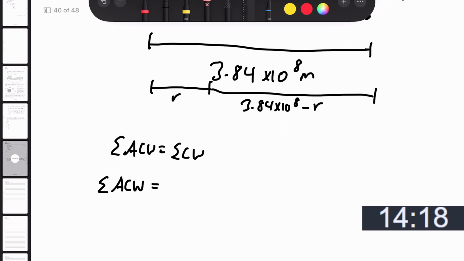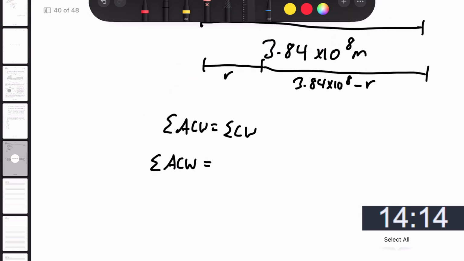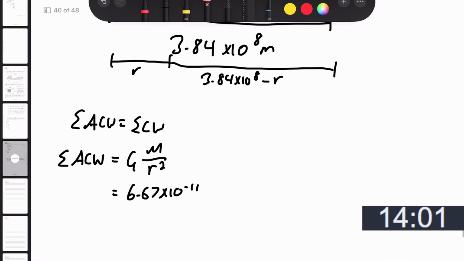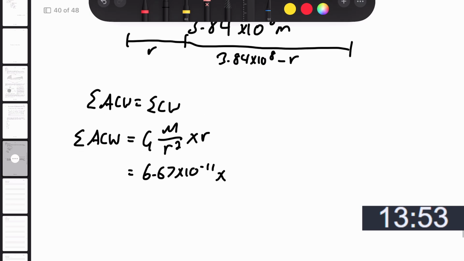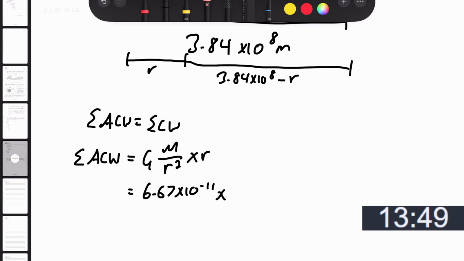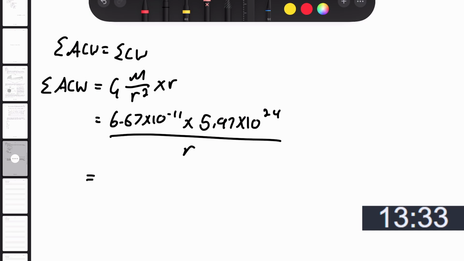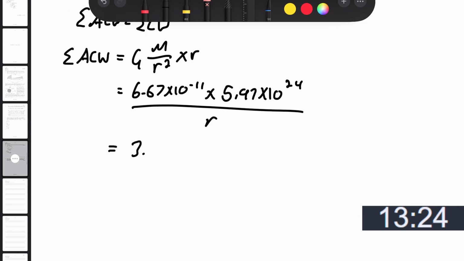It's equal to the gravitational field strength, so G over R squared, 6.67 times 10 to the negative 11, so the field strength times R, times the mass of the Earth, 5.97 times 10 to the 24, over R, which is 3.982 times 10 to the 14 over R.